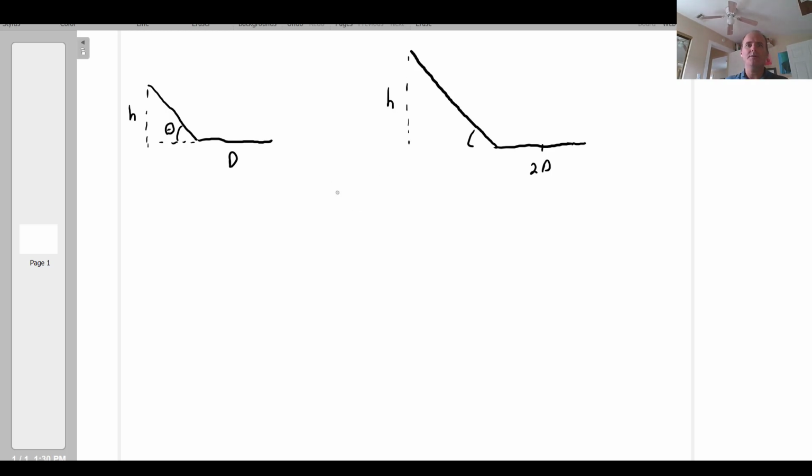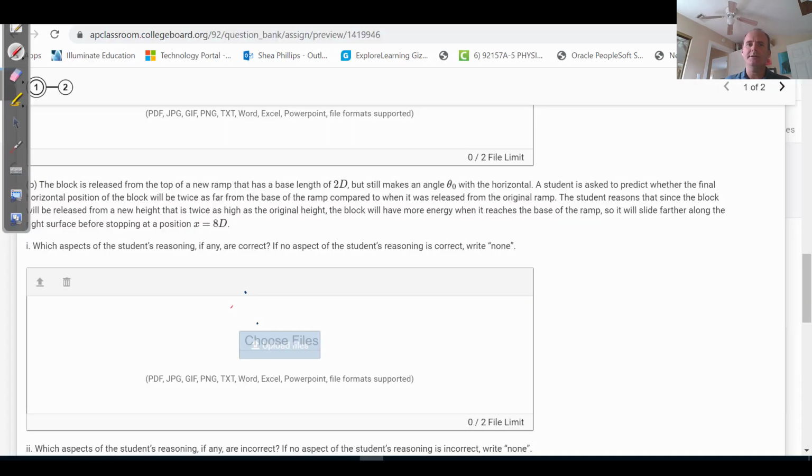All right, so here's our second scenario. Let's go back to this. The student reasons that since the block will be released from a new height that is twice as high as the original height, the block will have more energy when it reaches the base of the ramp. So it will slide further along the rough surface before stopping at x equals 8D. Which aspects of the student's reasoning, if any, are correct? If no aspect of the student's reasoning is correct, write none.